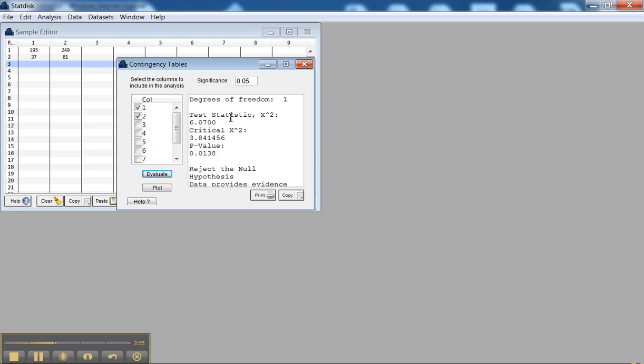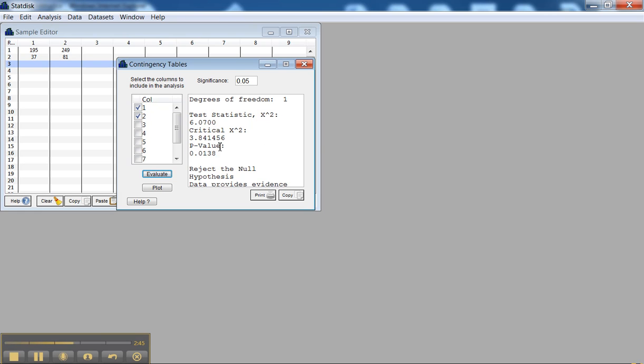And our chi-square test statistic is 6.07. And we have our critical value, 3.84146. So our test statistic is beyond the critical value. That's one way to look at whether we're going to reject or accept the null hypothesis, that they are independent of each other. So that we're saying that it doesn't matter what type of worker you are, that's our null hypothesis. And then we're going to maybe try to show that there actually is some dependence there.